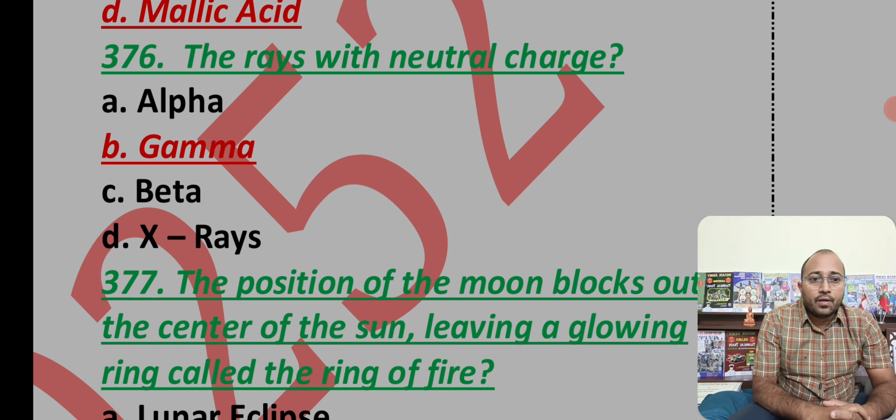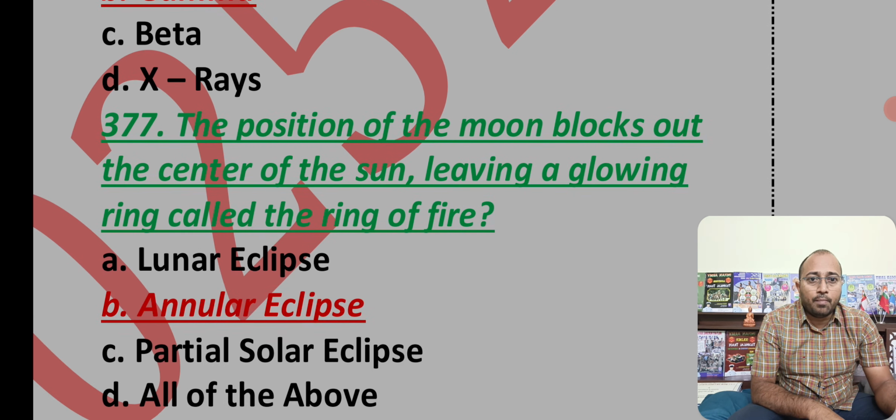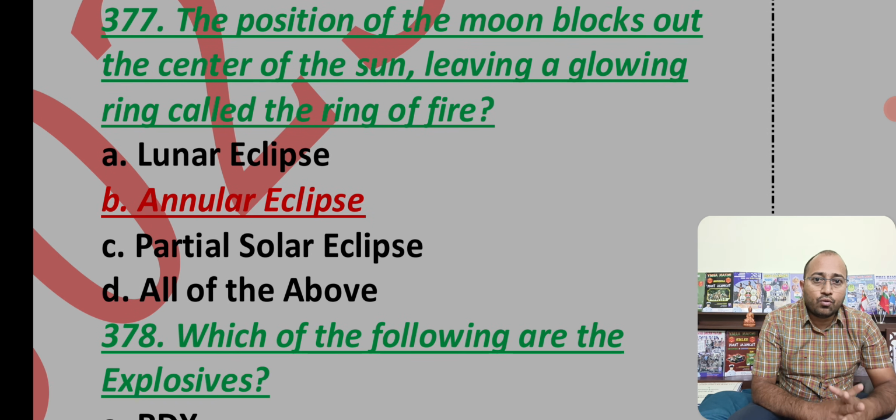the kidney failure. The rays with the neutral charge, let me tell you guys, the gamma rays have the neutral charge, and alpha and beta: alpha is positive and beta is negative. So this is one thing you should remember. The neutral one, that is gamma, also has the most penetrating power.